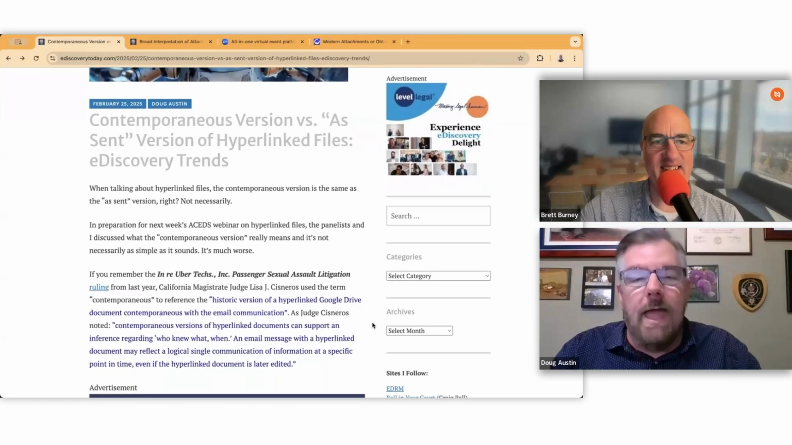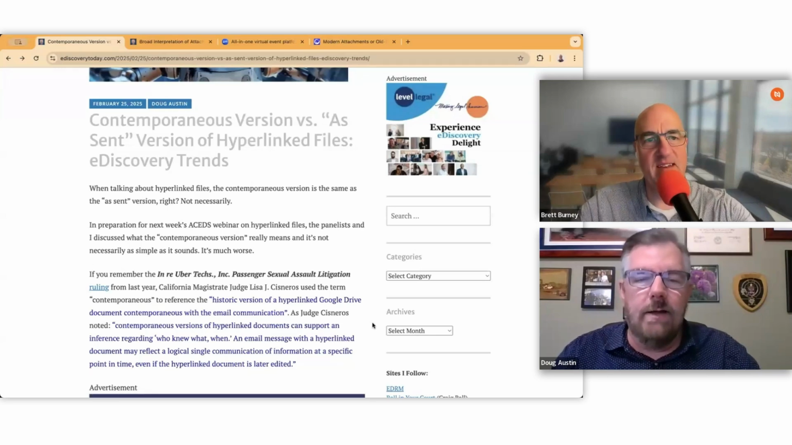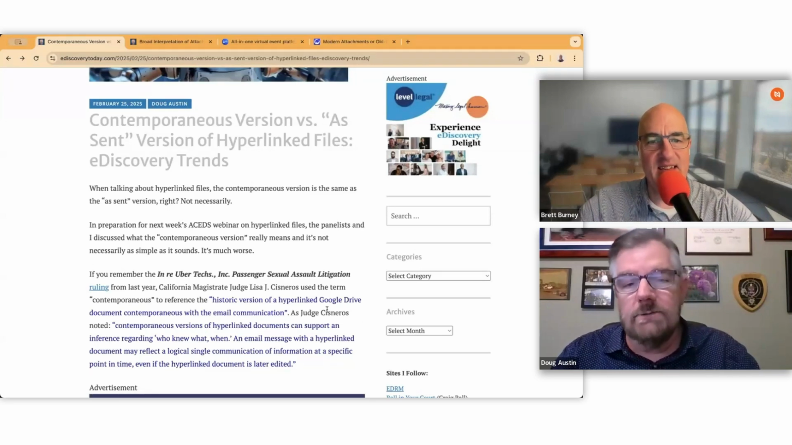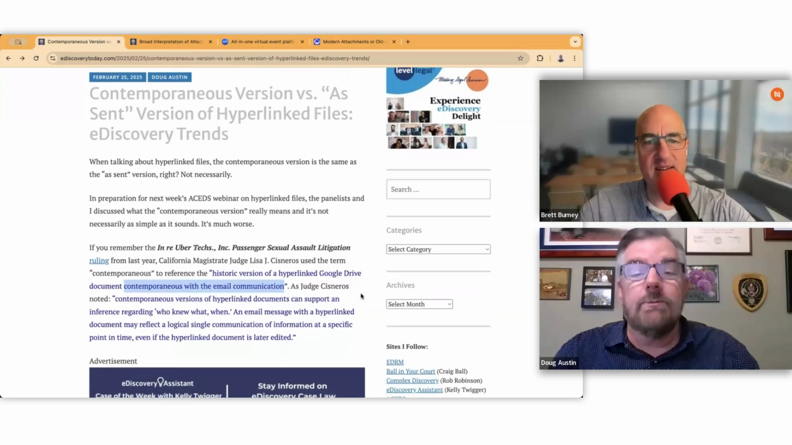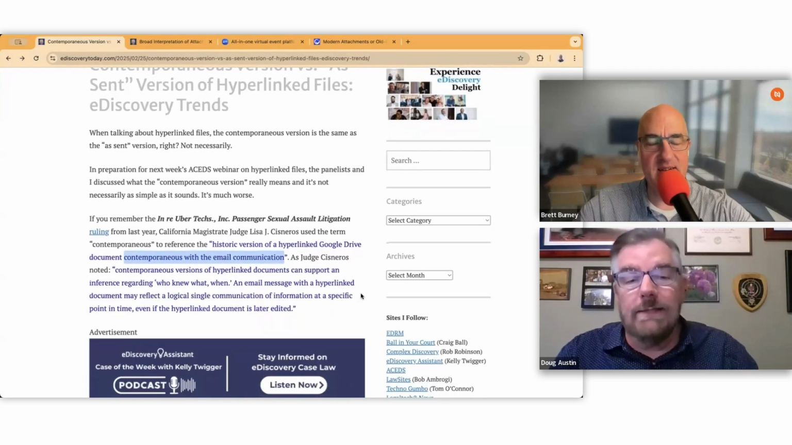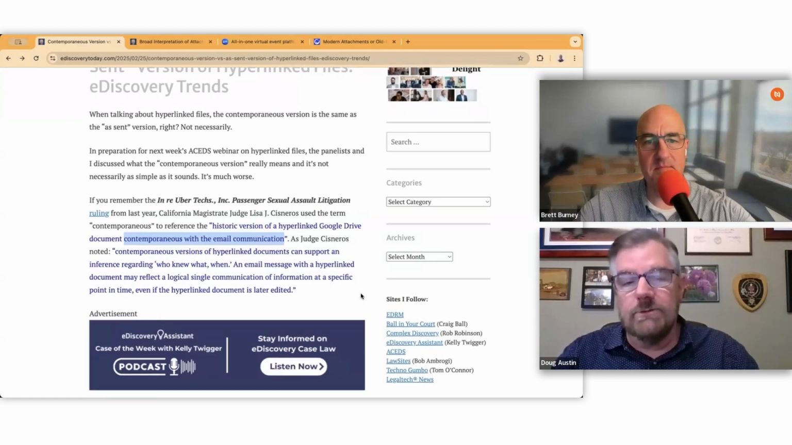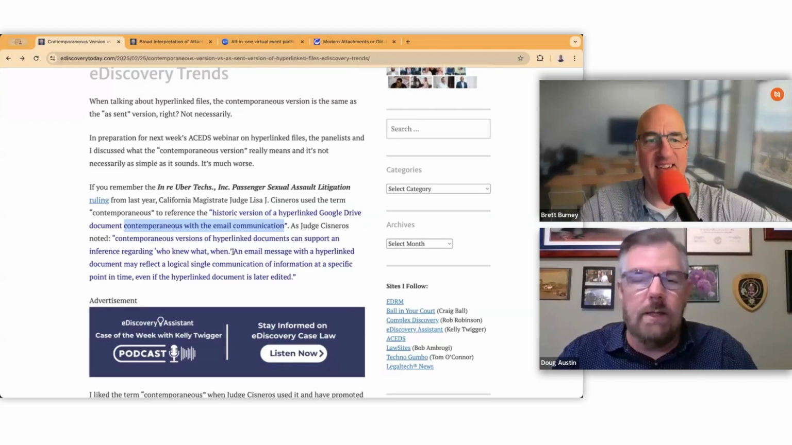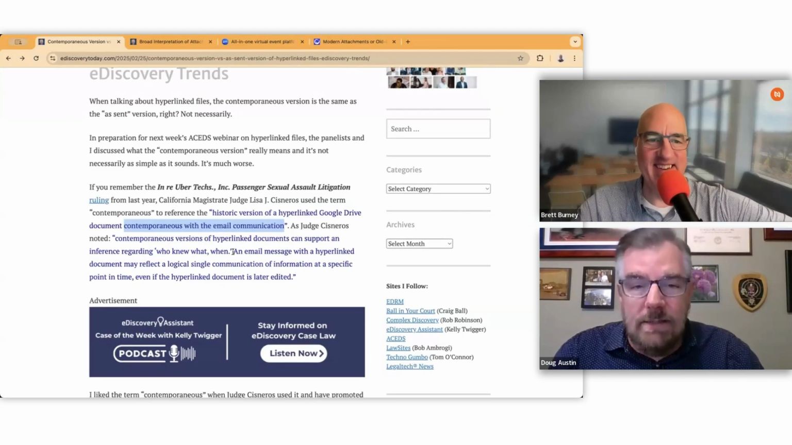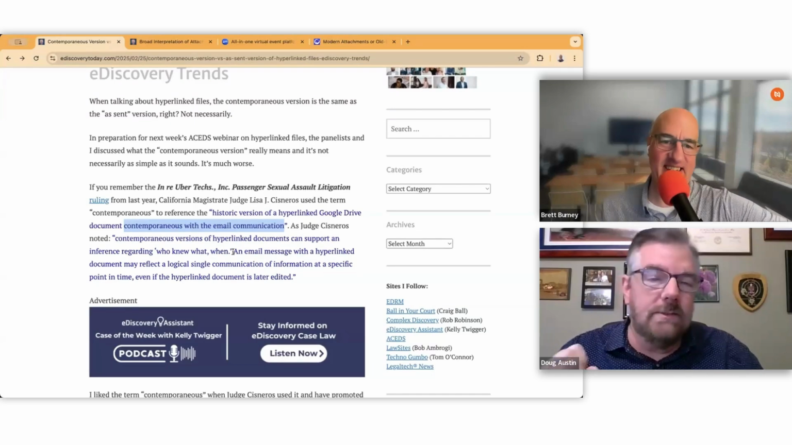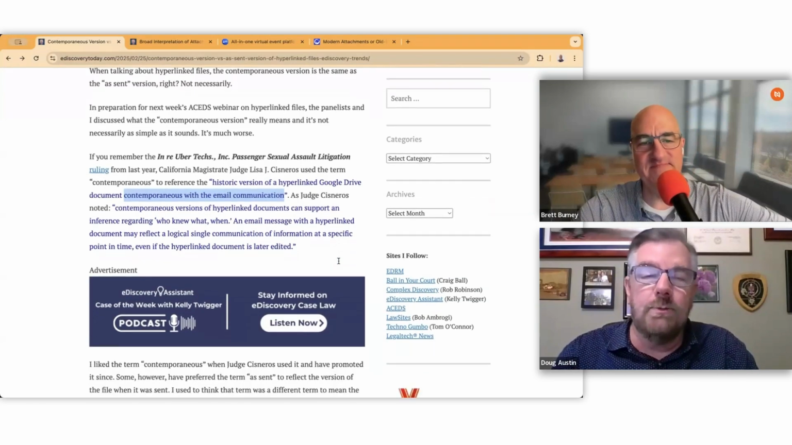It was, yeah. And of course, the whole term contemporaneous version of the file was, I think, really coined by Judge Cisneros in the In Re Uber Text case last year. And she talked about getting the version contemporaneous with the email communication. Now, in saying that, of course, you think as-sent version, but she also says contemporaneous versions of hyperlinked documents can support an inference regarding, as you mentioned, who knew what when. So the question is, what's the best version to help identify who knew what when?